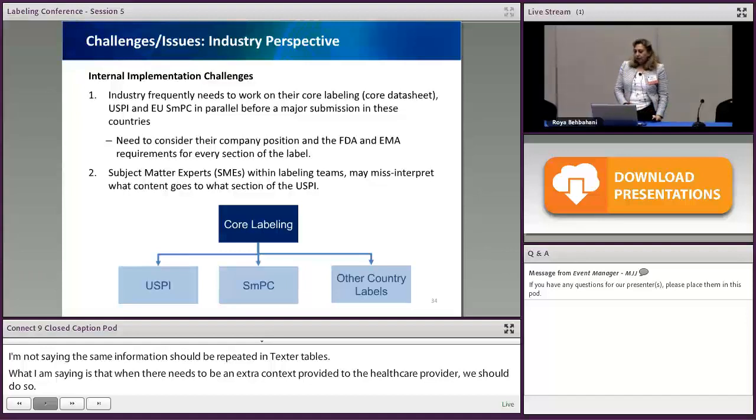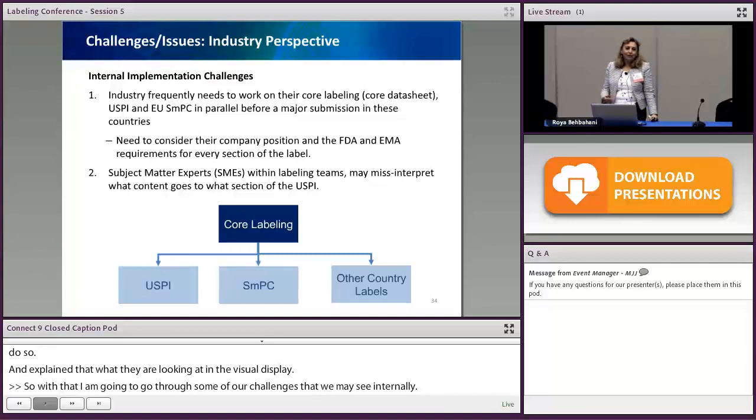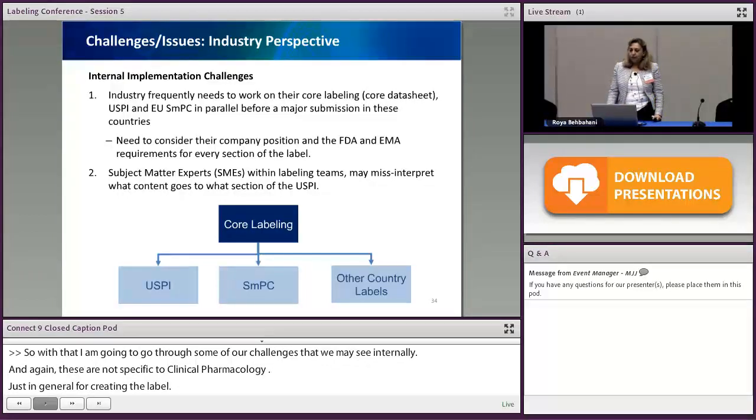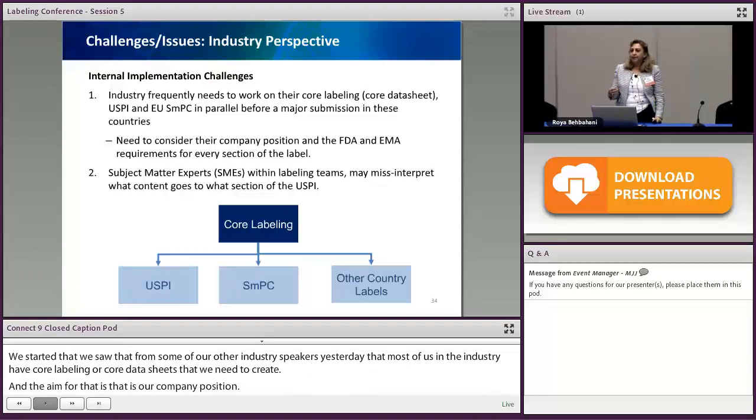So with that, I'm just going to go through some of the challenges that we may see internally. And again, these are not specific to clinical pharmacology. It's just in general for creating the label. And we saw from some of our other industry speakers yesterday that most of us in the industry have a core labeling or core data sheet that we need to create. That's our company position, so that usually has to be created first, and then from that we create our local labels, the USPI and SMPC.